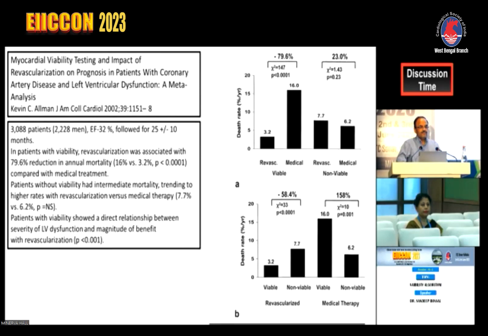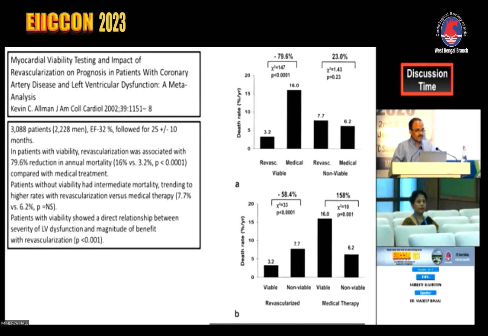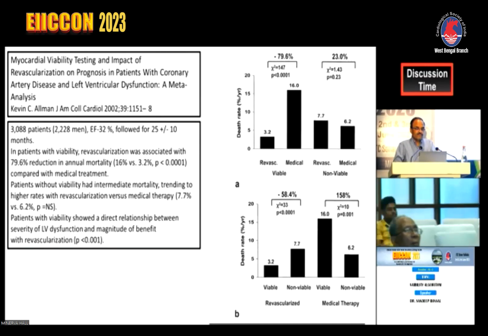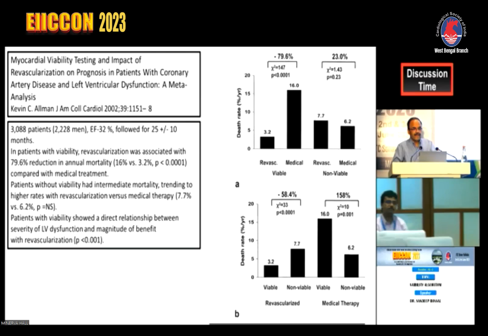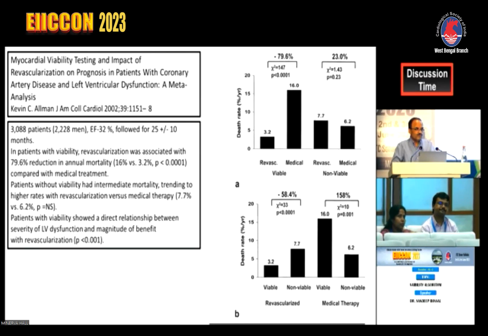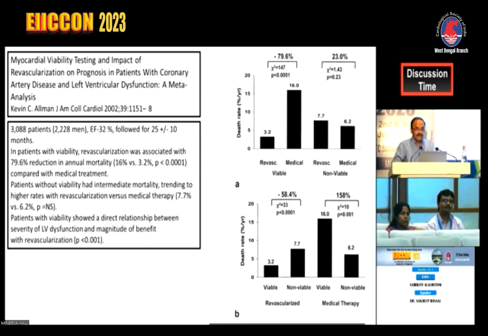This is a slightly older paper of 3,100 patients, which clearly showed that revascularizing, if we look at the top graph, if you revascularized the viable areas, then there was almost 80% decrease in the death rates. And it did not matter. It was statistically insignificant if you had medical treatment in these patients, which is given at the bottom.